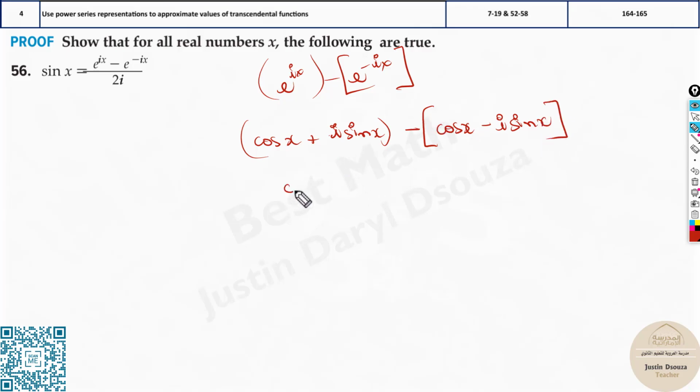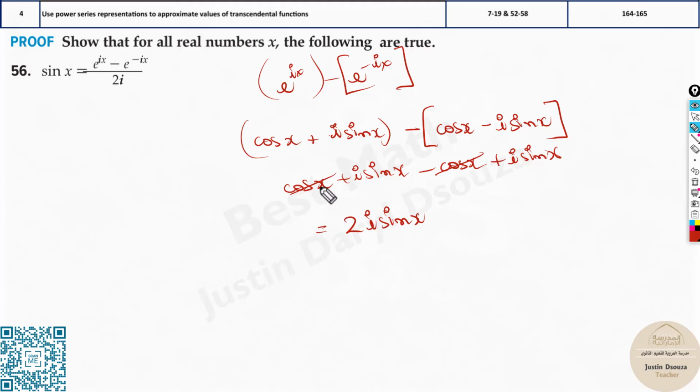Now we'll multiply the minus sign inside. It's going to be cosine x plus i sine x minus cosine x plus i sine x. We can cancel the cosine and minus cosine. They cancel off. I and i add up. It will be 2i sine x. It's like 1x and 1x will be 2x, right? Same way we have i sine x 2 times. So we get 2i sine x.